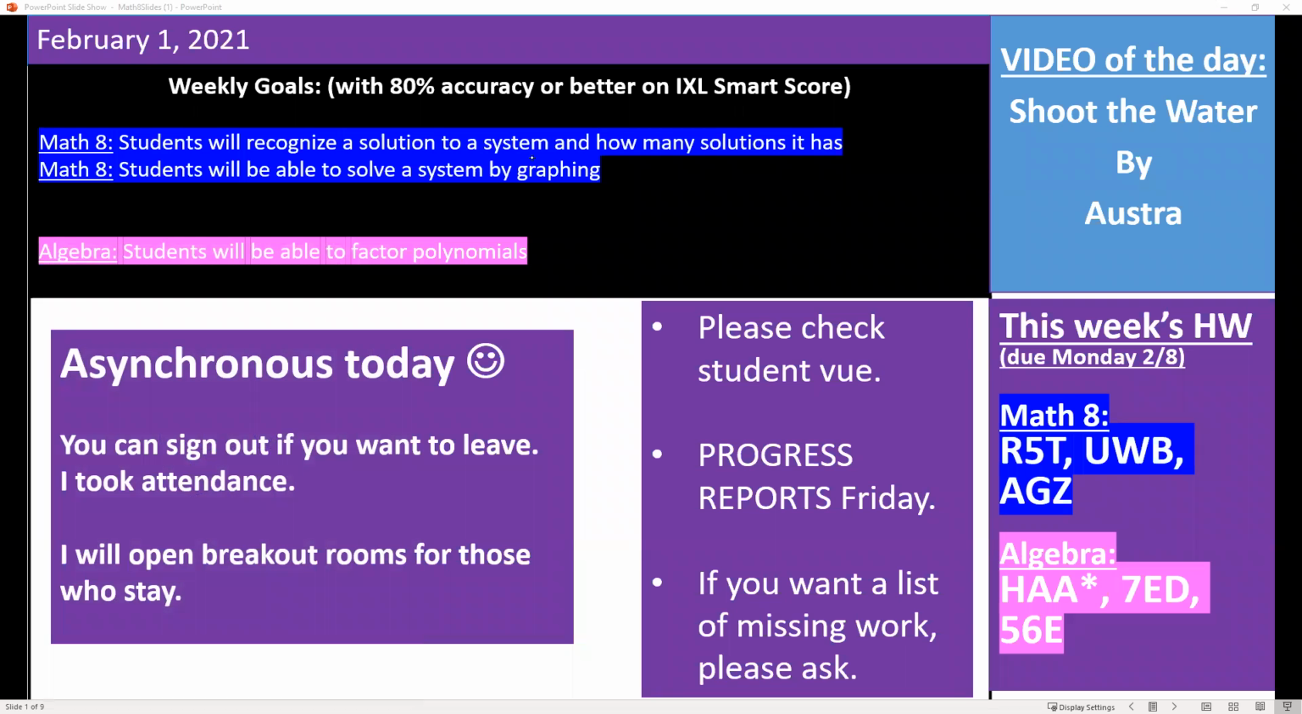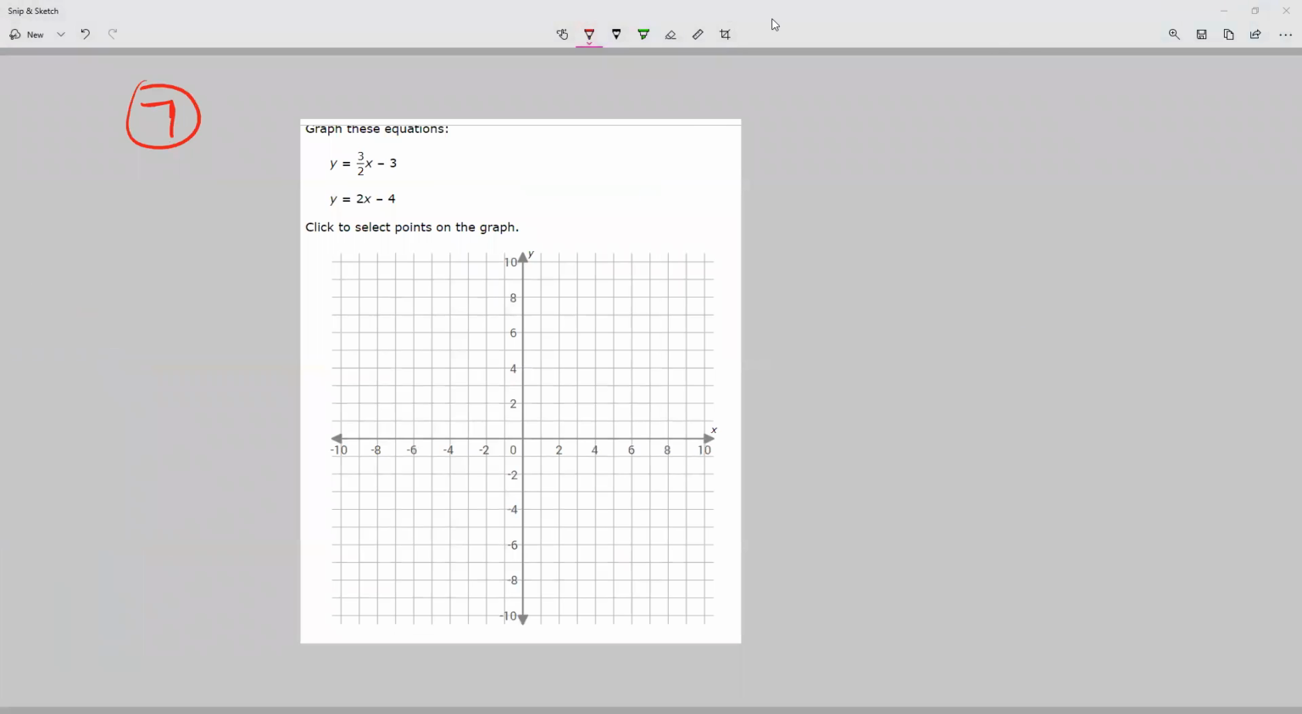Oh, that's not supposed to be the next screen. Let's minimize that. All right, so this was supposed to be the next one. So if I go through and graph these, we'll do the first one. So I start at -3, and I'm going to go up 3, 1, 2, 3 over 2. So up 3 over 2, up 3 over 2, up 3 over 2, which also means I could go down 3 backwards 2, down 3 backwards 2.